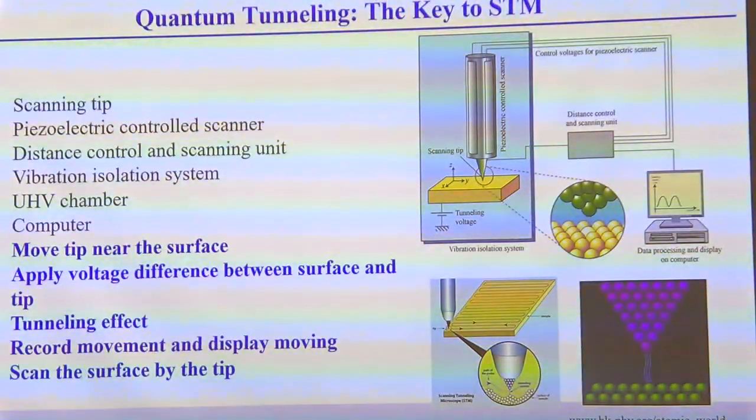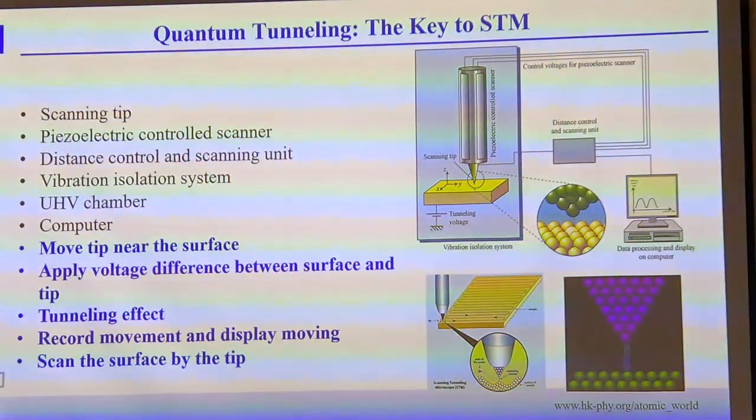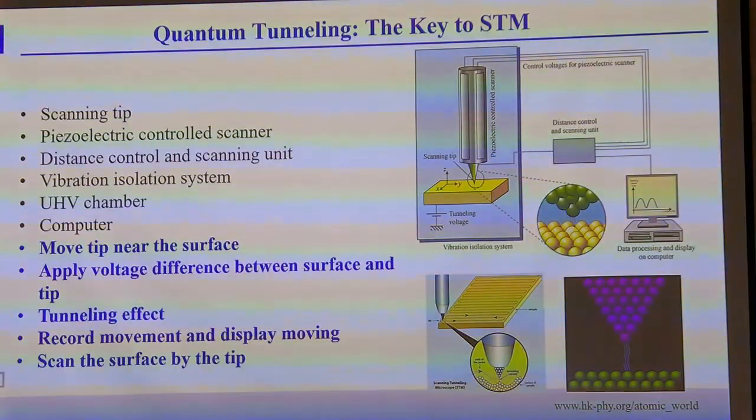Basically here the tip will move near the surface, and then you apply the voltage. Due to the voltage difference between the surface and tip, a tunneling effect will happen and tunneling current will pass through. Based on that, you can record the movement and scan the surface with the tip. By that process, you can get a very atomic scale image, even single atomic or subatomic scale with STM.